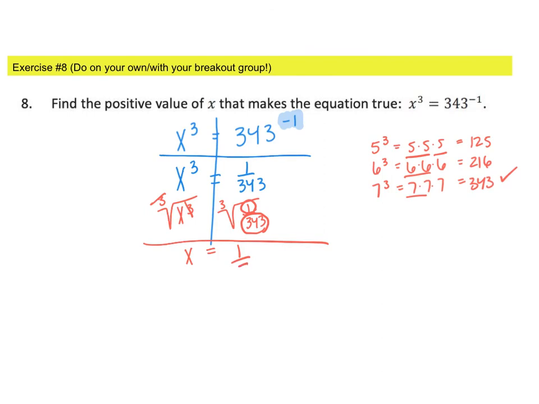So on the bottom we're going to have a 7. So the cube root of 1 over 343 is 1/7. If you multiply that by itself 3 times, it will become that same fraction. Okay, make sure you have it down. We're going to move on.